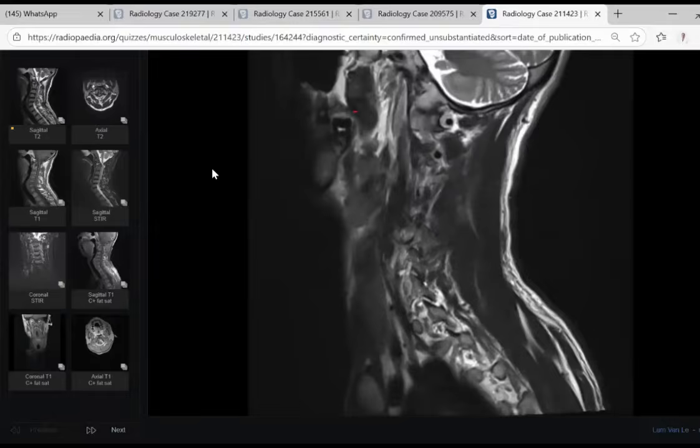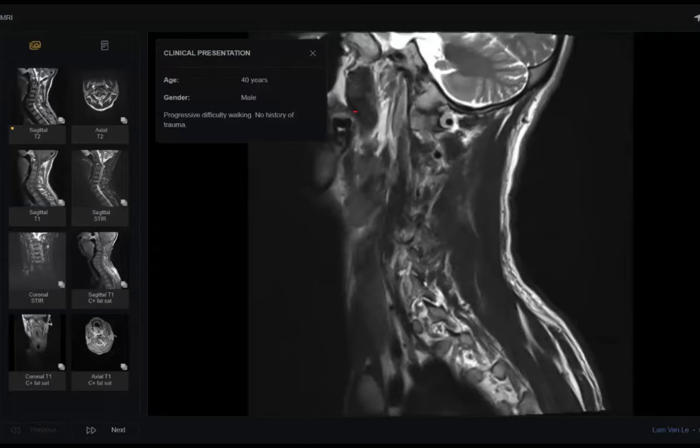Doctor, this is a 40-year-old male patient who presented with progressive weakness during walking. Go on.